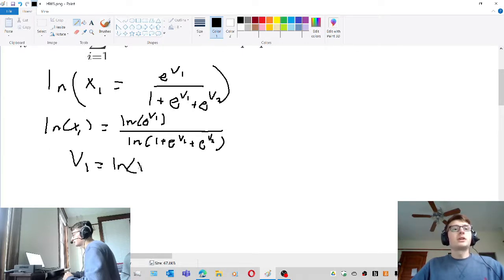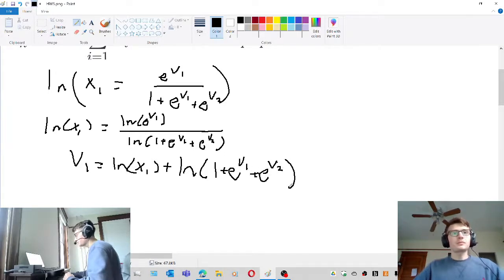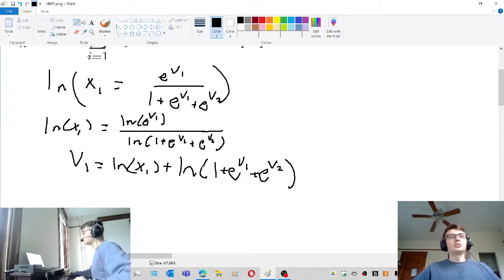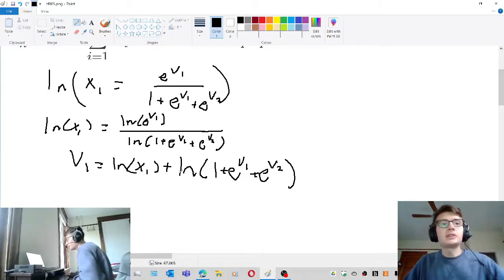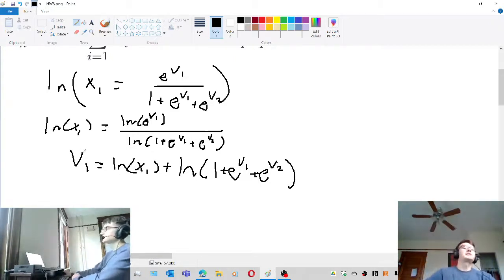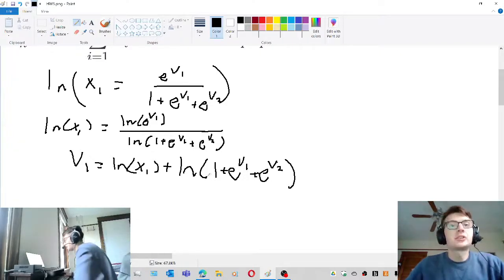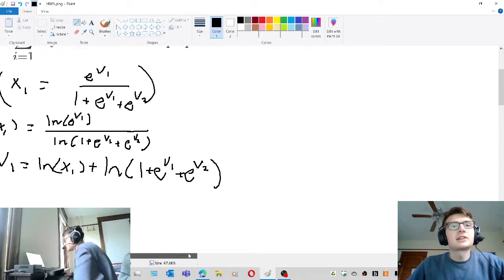If I do that, I get that v1 is equivalent to the natural log of x1, the mole fraction of component 1, plus the natural log of 1 plus e to the v1 plus e to the v2. This is pretty cool, and so far we've got something useful. We have v1 all by itself, but then we have this natural log of e to the v1 plus e to the v2, and that's kind of causing us some issues.